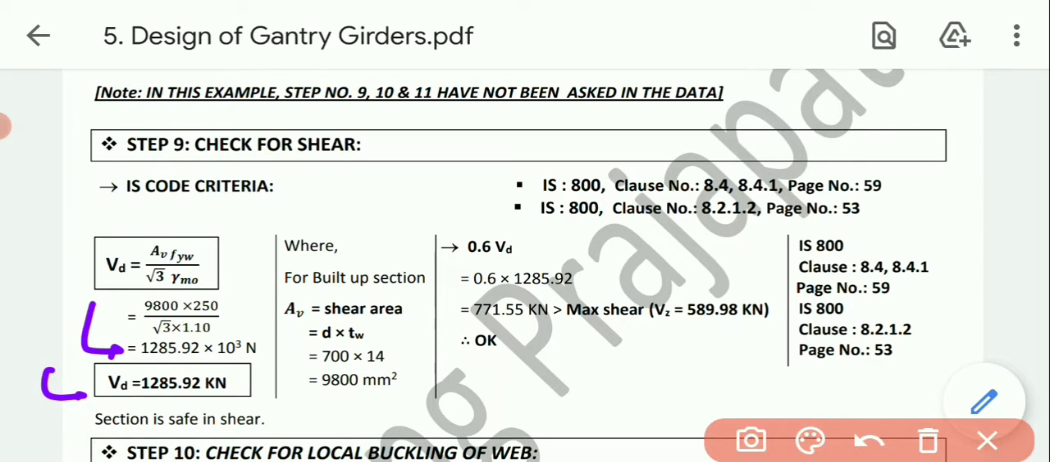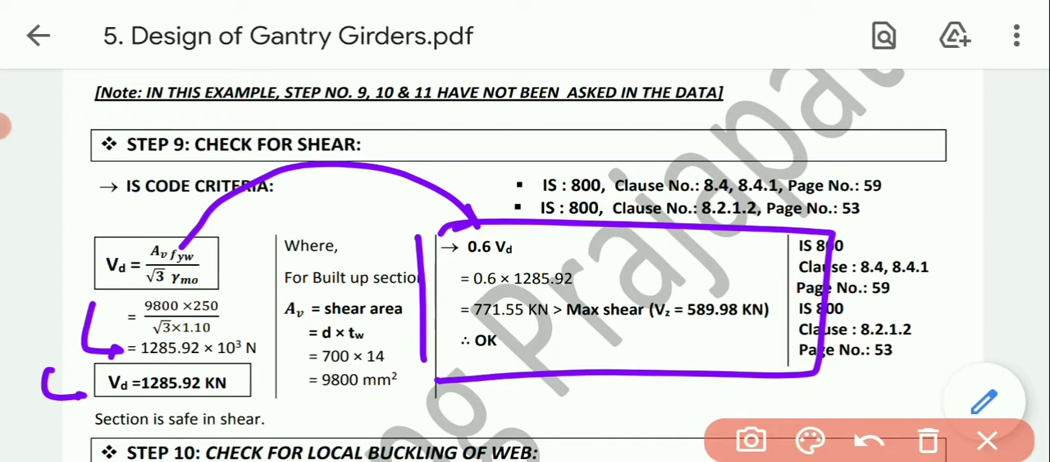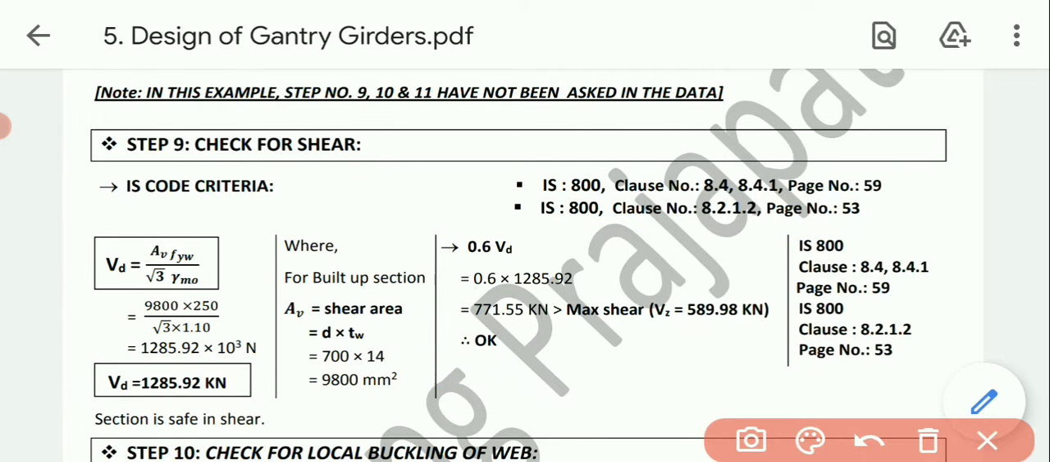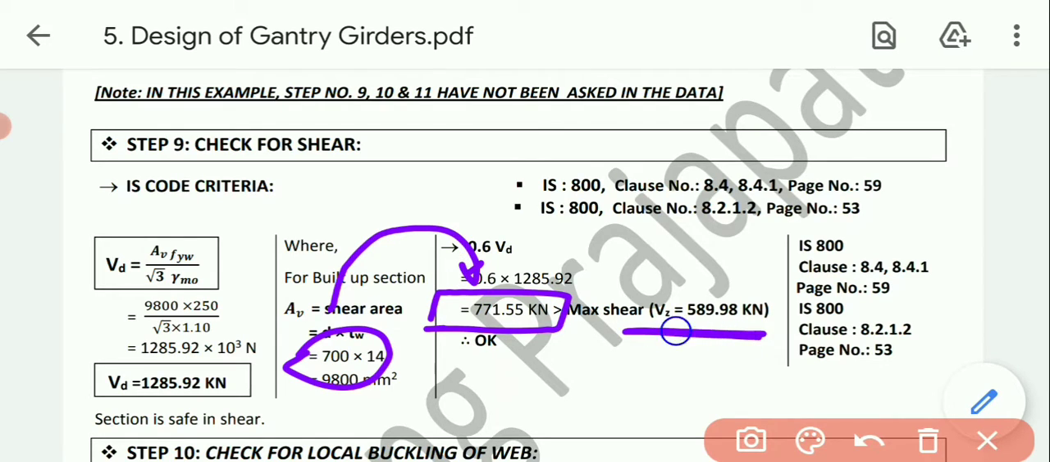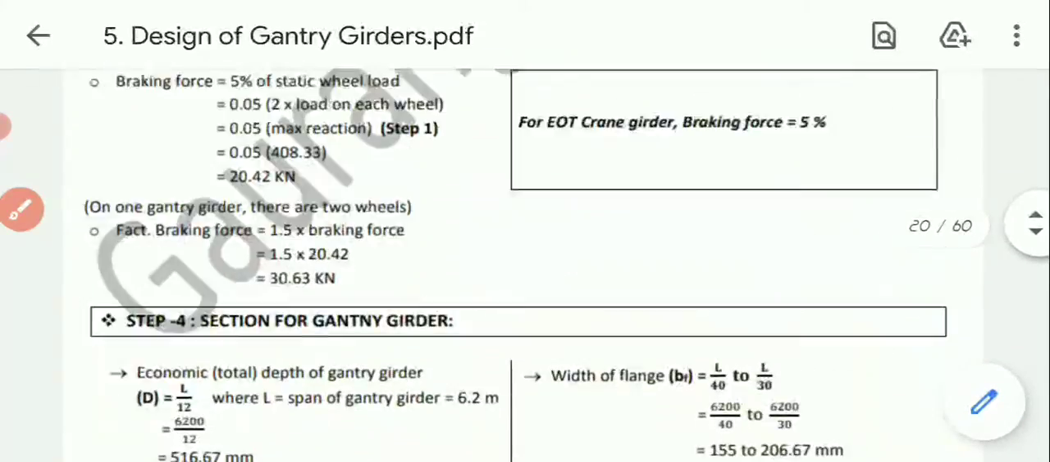Now we need to calculate 0.6 times VD. So 0.6 multiplied by this term, by simplifying we get the answer 771.55 kilonewton. So what does this indicate? The web which we have designed, 700 cross 14 mm, can maximum resist a shear force of 771.55 kilonewton, and our shear requirement criteria was V 589.98 in step number 3.